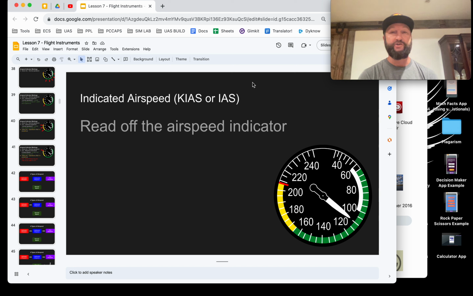In a car, when you're driving, you're using statute miles per hour. We just call it miles per hour when we're driving. Well, in an aircraft, we call it knots. How many nautical miles per hour are we going? The conversion between a nautical mile and a statute mile is about 1.15, I think.